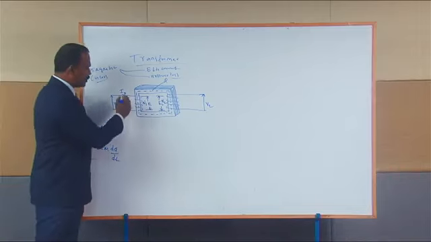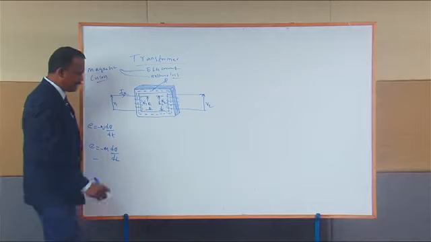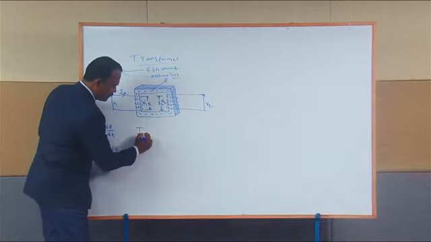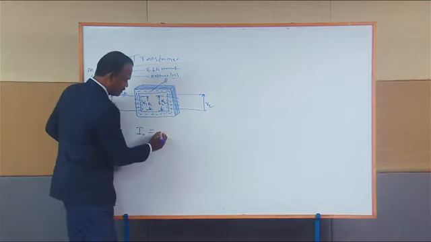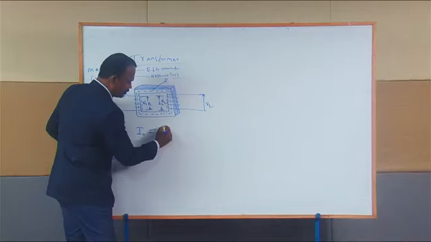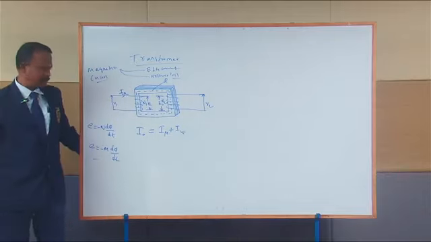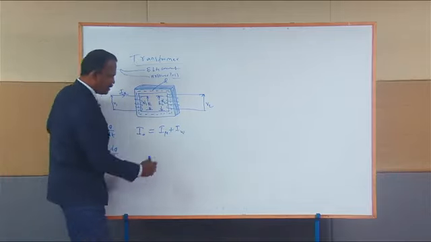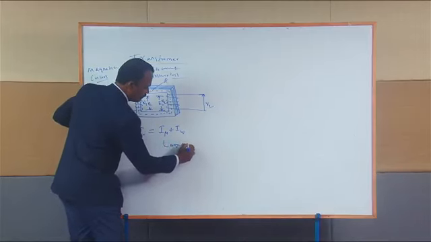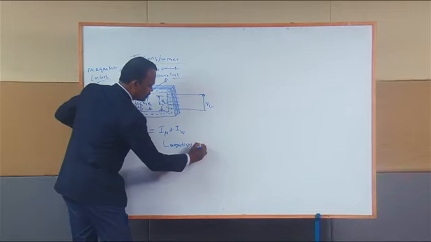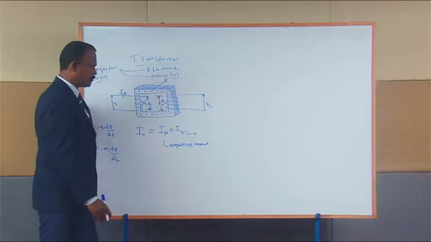And what is this I0? I said it is the no load current. Normally under no load condition, that is, when we are not connecting any load to the secondary of the transformer, I0 will have two components. One I call I mu, the other one I call IW. This I mu we call the magnetizing component, and this is nothing but the wattful component.